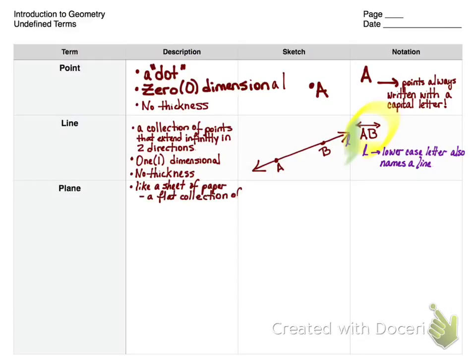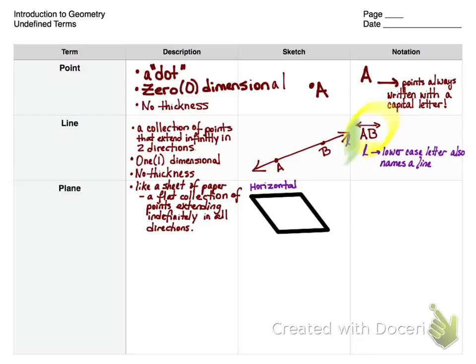All right. Plane. A plane is like a sheet of paper. A flat collection of points extending indefinitely in all directions. So here we're going to draw a horizontal plane. Now, to draw a horizontal plane, you draw 2 horizontal lines that are kind of staggered, not directly above each other. And then you connect the endpoints. You've drawn a horizontal plane.